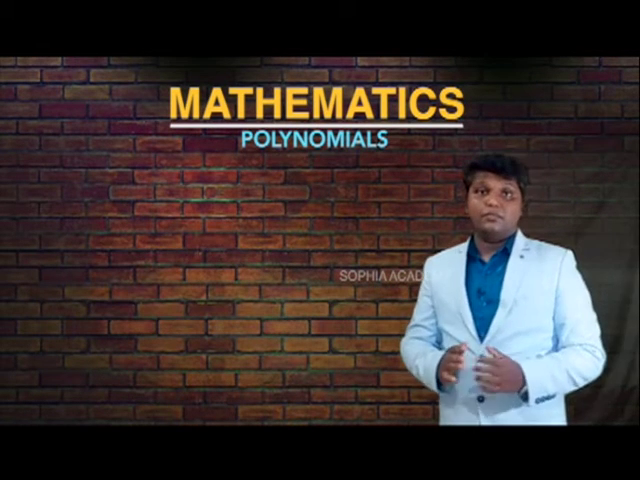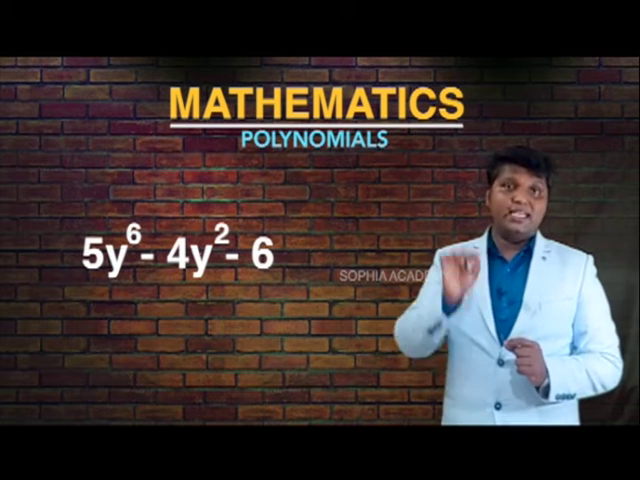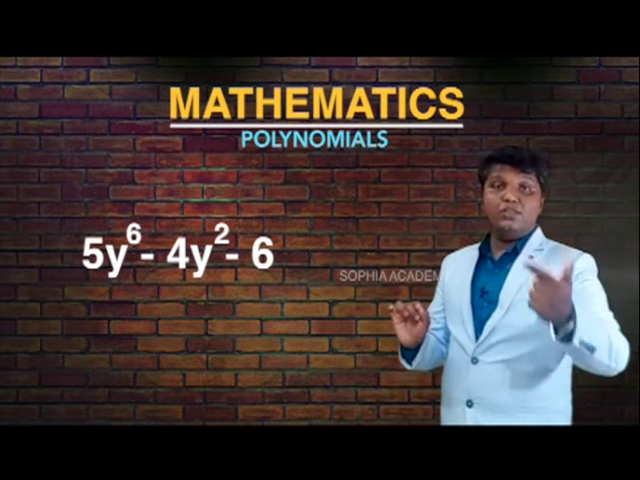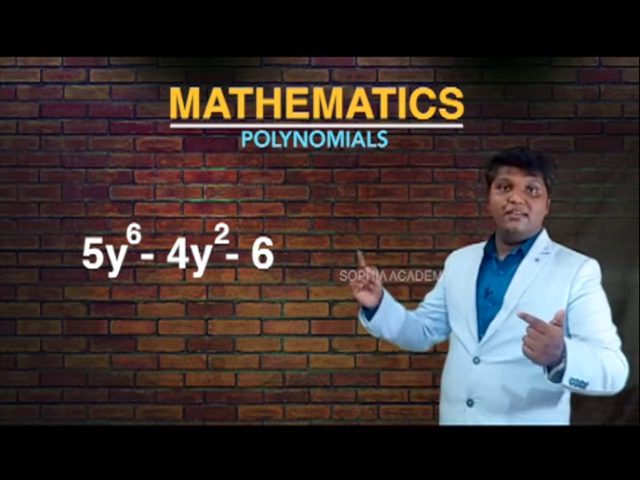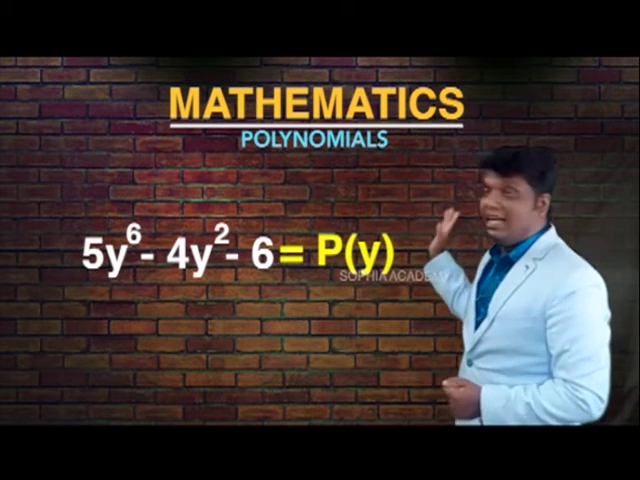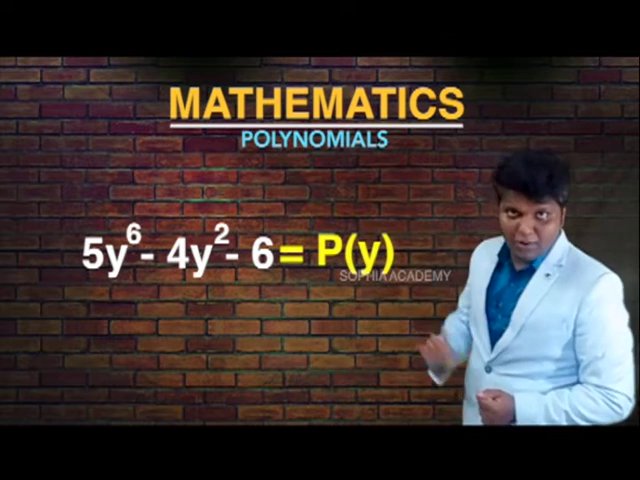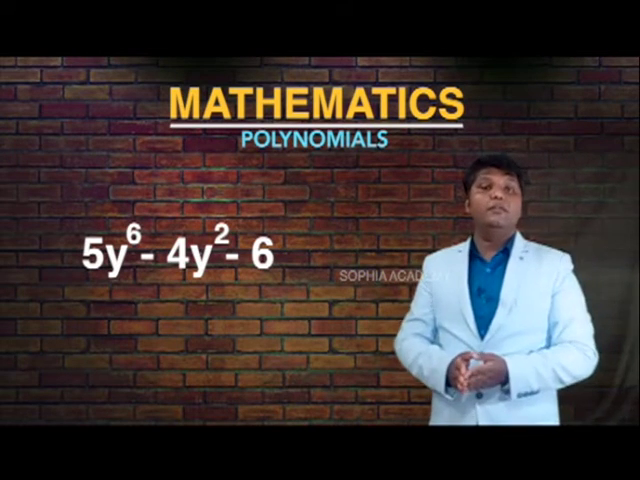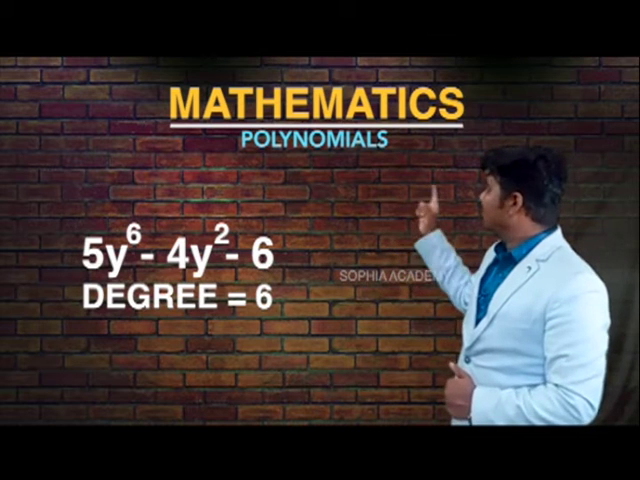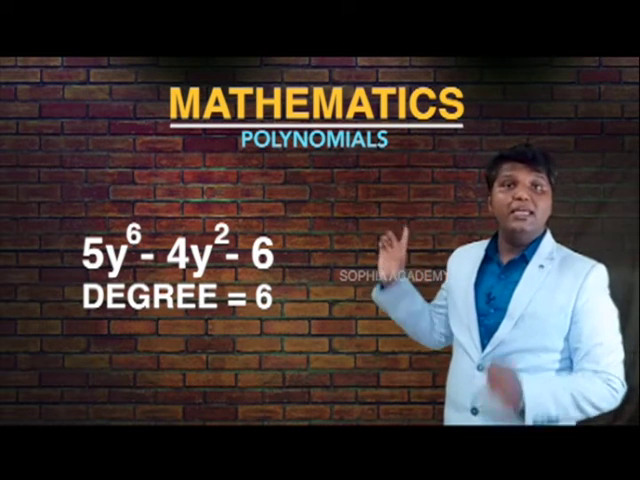One more example. 5y raised to 6 minus 4y square minus 6. So y raised to 6, y square, then 6. This is a polynomial in y. So we will write p of y is equal to, it is not p of x because it's a polynomial in y. Now what is the highest power here? It is 6. So the degree of this polynomial is 6.